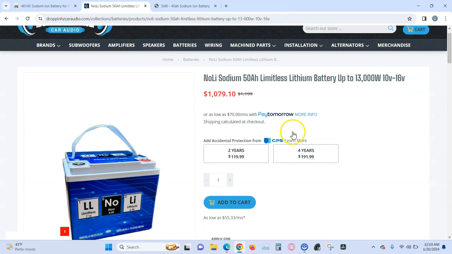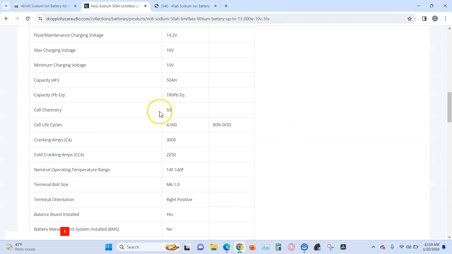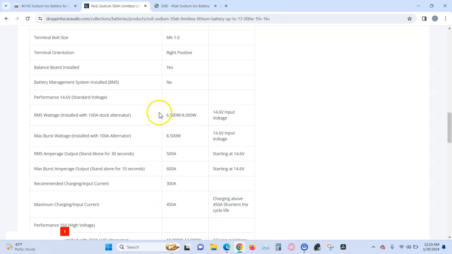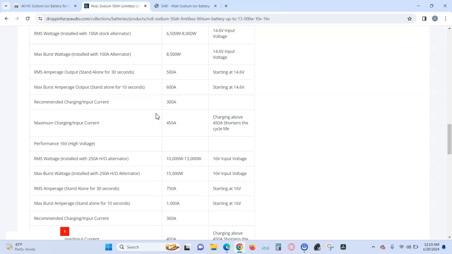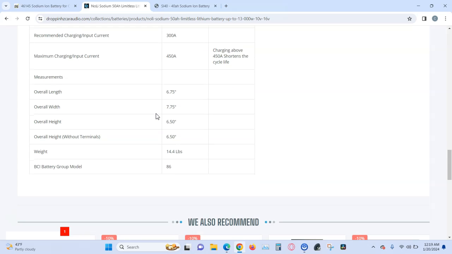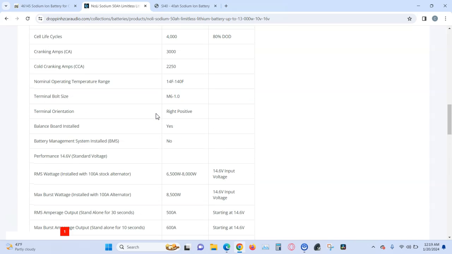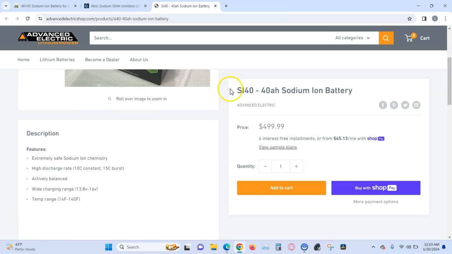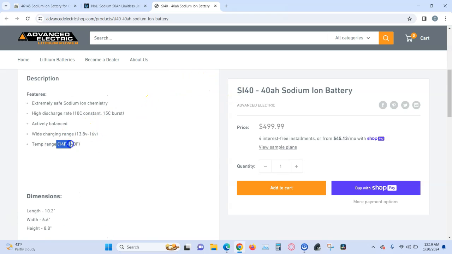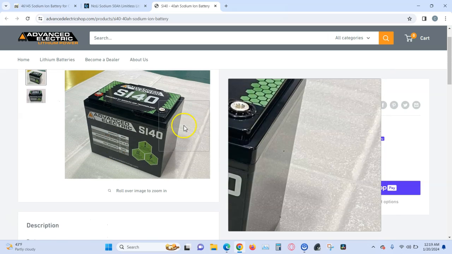Now these also kind of claim... Let me see where they have their temperature listed on these other batteries. Let me see if I can find it. Probably just scrolled right past it, didn't I? So look at that, 14 Fahrenheit to 140. Huge operating range, right? Notice that it's nominal operating temperature range. This one too. Look at that, 14 to 140. Maybe it uses the same cells, who knows?